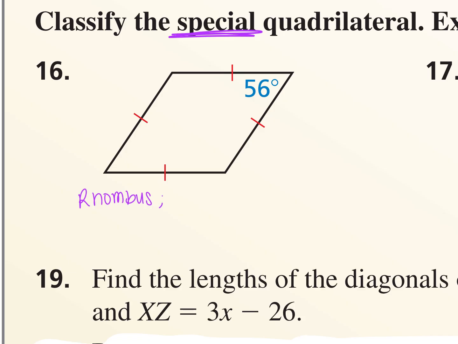And the only one they're showing me that I can prove is that all 4 sides are congruent. I have 4 congruent sides. That's the only one that falls in that category. Could it be a square? They're not giving me enough information to show you that it's a square. So it has to be a rhombus.